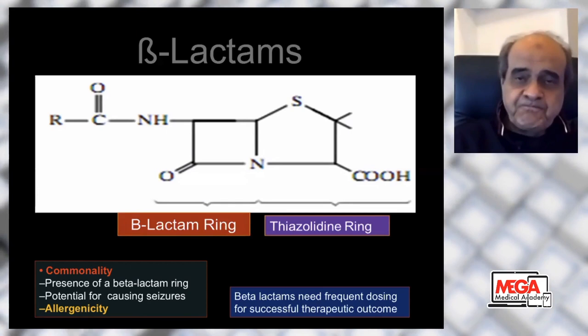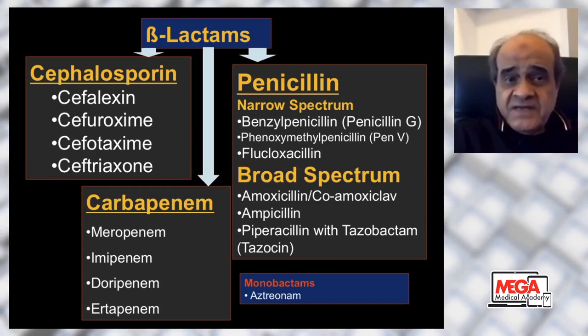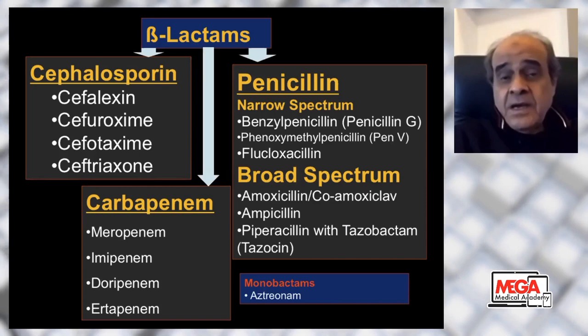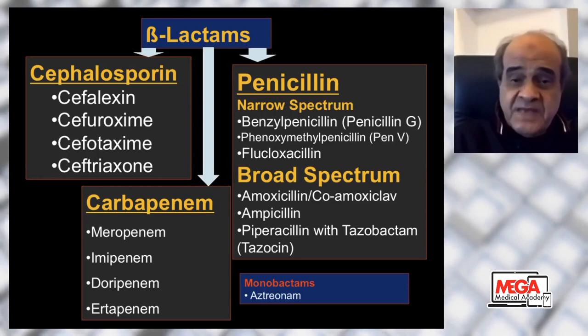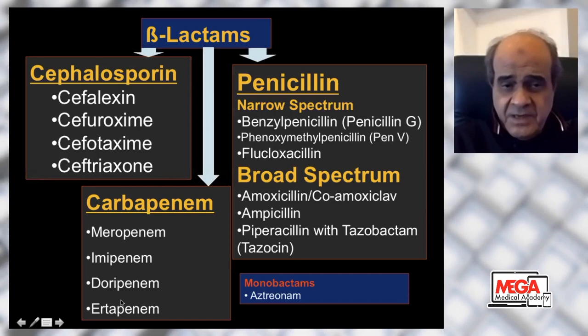Beta-lactam classifications: cephalosporins, as I told you, cephalexin, cefuroxime, cefotaxime, ceftriaxone; penicillins, benzyl penicillin, narrow spectrum, and the broad spectrum ones like piperacillin-tazobactam; the carbapenems like meropenem, imipenem, doripenem, ertapenem; and the monobactam like aztreonam.